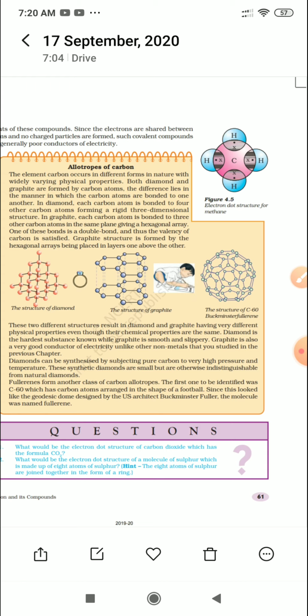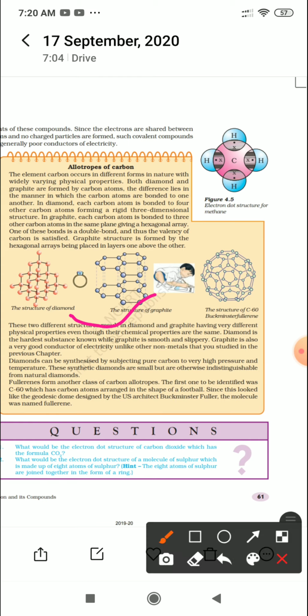Okay, now in today's class we are going to discuss graphite. Graphite has a layered structure. Like you can see in this structure of graphite, one layer is here, another layer is here. So it is a sheet-like structure, and in graphite each and every carbon atom is attached to the nearest three carbon atoms only. But in the case of diamond it was attached to the nearest four carbon atoms.